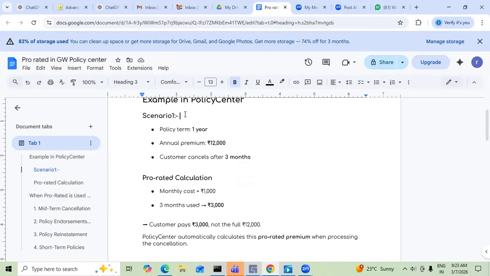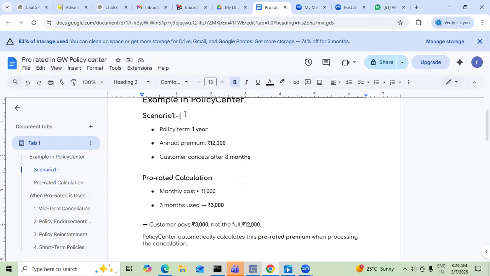The next prorated calculation is condition number two, scenario number two, which I just mentioned. Let's say the customer has taken one vehicle, and the 12 months premium has been paid by the customer, some amount, say 20,000. Now, after 4 months, the customer wants to add one more vehicle to the existing one. Out of 12 months, 4 months are completed, so 8 months still remain.